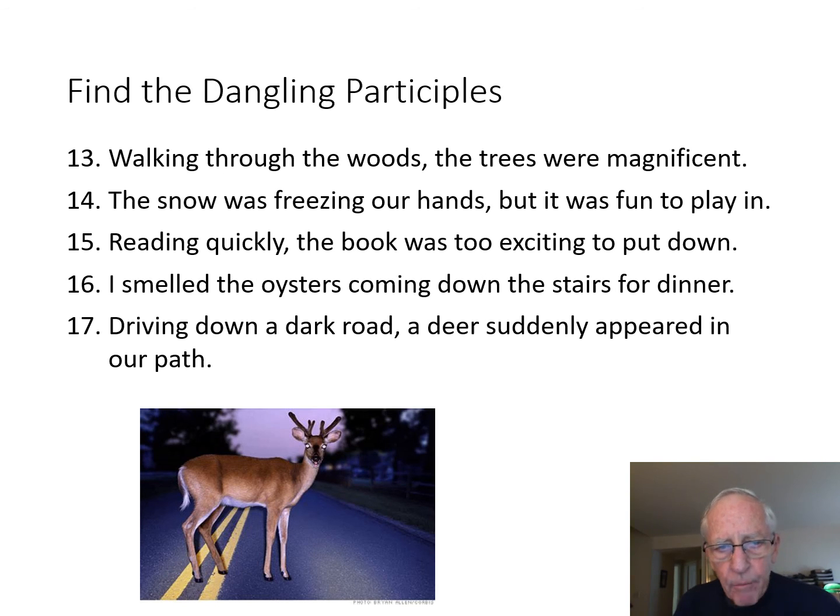Here are some more examples of dangling participles. Look at number 13. Walking through the woods, comma, the trees were magnificent. The problem with that sentence is that the trees don't walk. You or I might have been walking through the woods, but not the trees. So you have to change it. As we were walking through the woods, we noticed that the trees were magnificent. Something like that. Number 14.